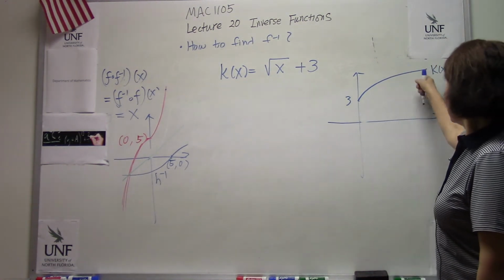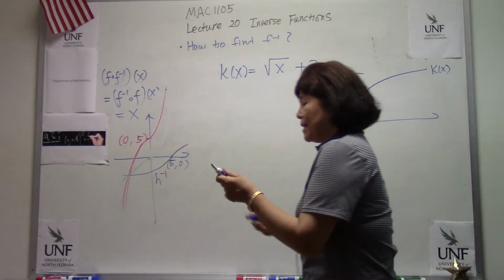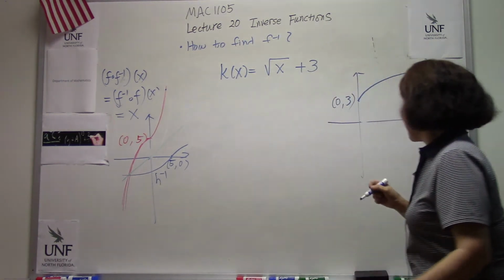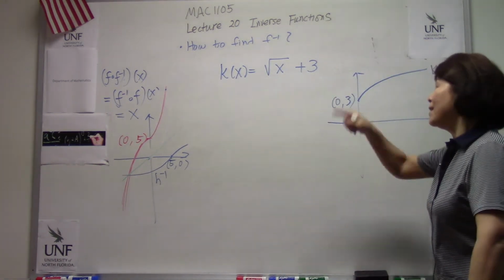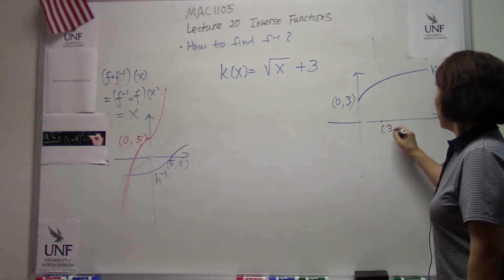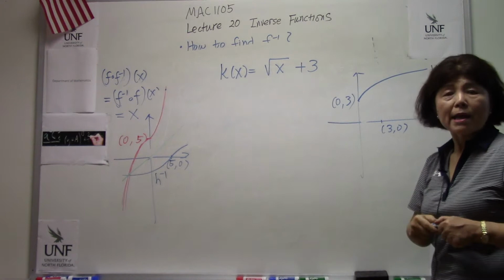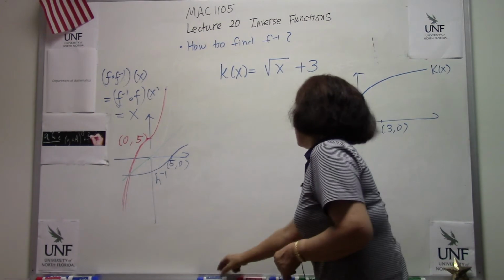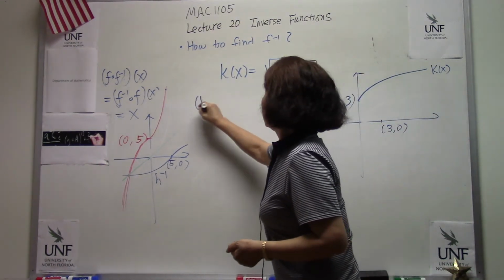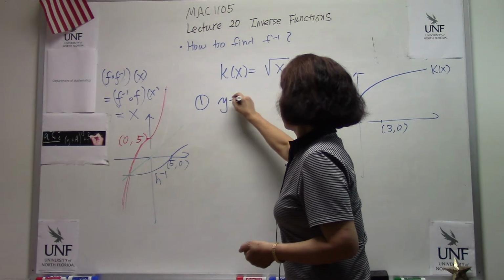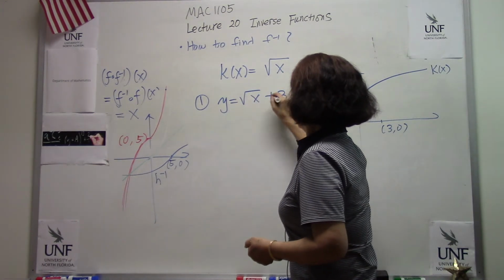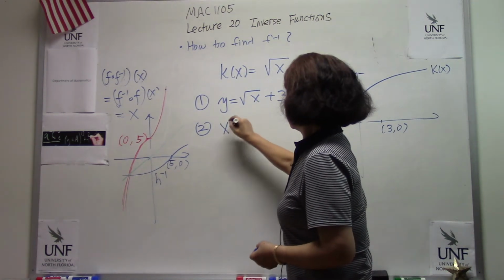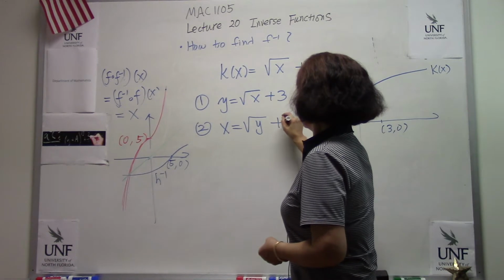Alright, as you see, this is one-to-one. So let's find its inverse. Okay, so this is 0, 3. What we can tell, already we can foretell, yes, you are going to have a point 3, 0 in the inverse function graph. Okay, that one we can tell. So what do we do? First, instead of k of x, call it y. Second step, we interchange x and y. So x equals square root of y plus 3.